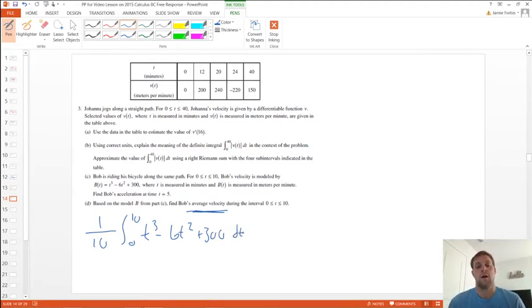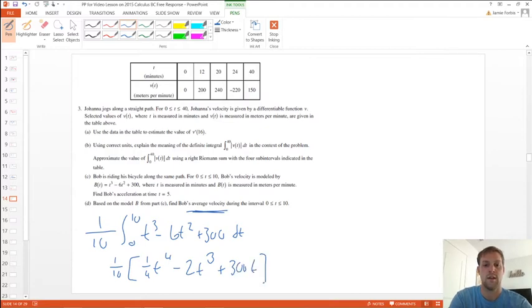Okay. So this is not calc inactive, so we actually have to integrate this ourselves and go from there. So this is going to be 1/10. And then the integration is going to be 1/4 t to the 4th minus 2t cubed plus 300t, and we're doing that from 0 to 10. Okay. And if we plug 0 into that, it's going to cancel everything out. So really, all I got to do is just plug in 10.